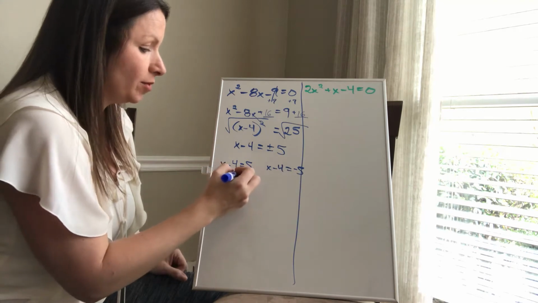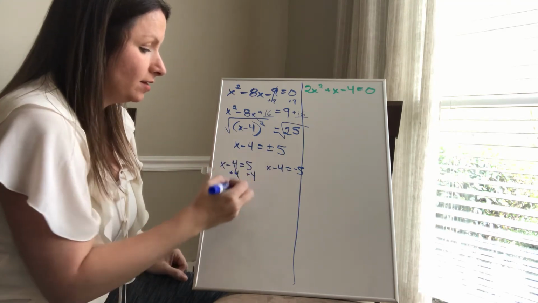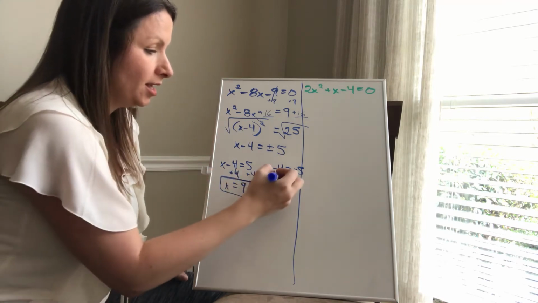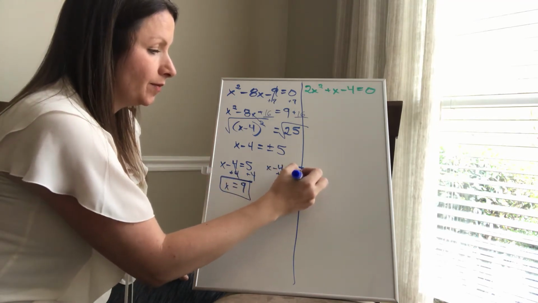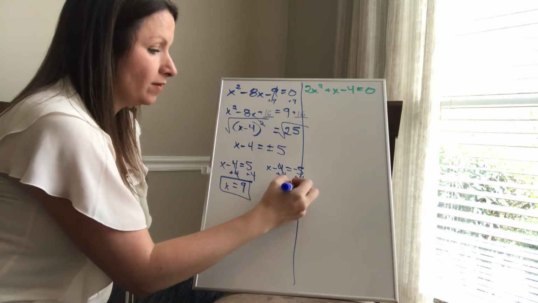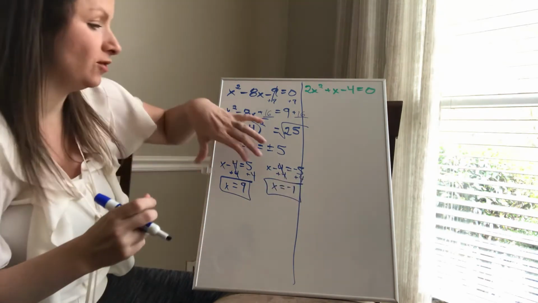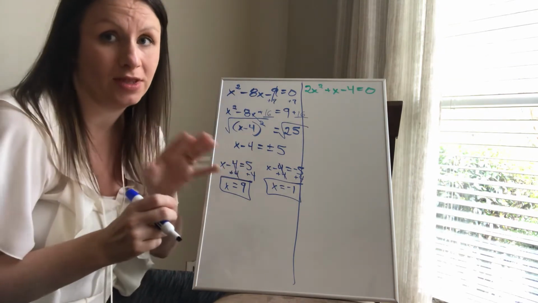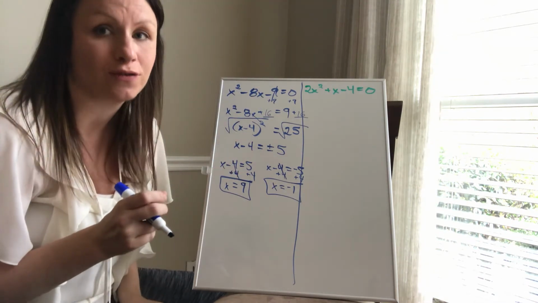If we add 4 to both sides to get x by itself in each equation, we're going to get 9 for this one, and we're going to get negative 1 for this one. And sure enough, if you plug them each in place of x into the first equation, you should get 0 on the other side, and that's how you know your answers are right.